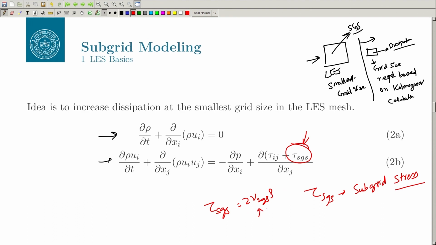Like we had this eddy viscosity model where we proposed the eddy viscosity, we can also have this subgrid scale based viscosity. Smagorinsky was the first one to propose how to basically model this subgrid scale, and we will discuss that in the next class.